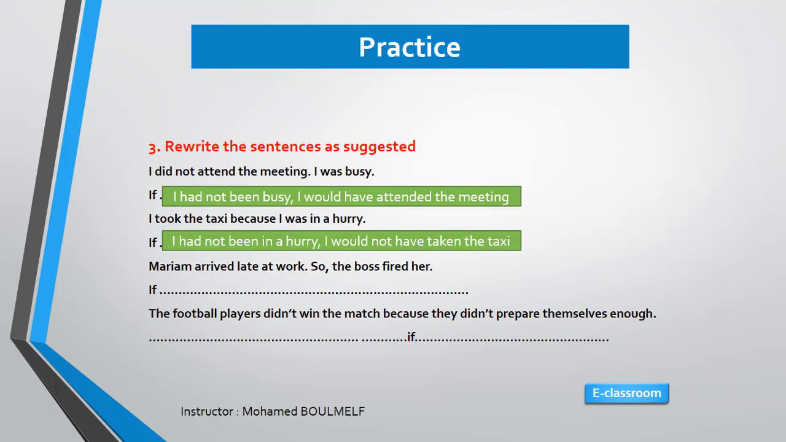So being, because the past participle of the verb was is being. In a hurry, I would have or would not have, because I took the taxi is affirmative. We need to put it in the negative form. We need to change it, to make it change. We said that earlier. If there is a sentence in the affirmative, we change it to negative. If it is the negative, we change it to the affirmative form. I would not have taken the taxi. Taken is the past participle of the verb took.